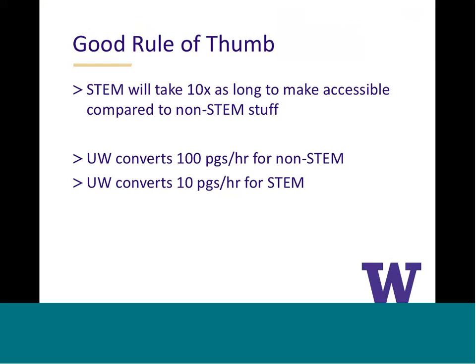And just for numbers, we'll end on this note. A good rule of thumb is you may think, well, how long does it take to remediate a document that contains STEM? I'm using numbers strictly from the University of Washington. This is what my team has consistently output over a couple of years of experience. STEM is going to take about 10 times as long to be made accessible compared to non-STEM. So for an English book, give it to us, my team will convert it. We will convert about 100 pages per hour. Give us a biology book full of math equations or a statistics book, that number decreases to about 10 pages per hour.